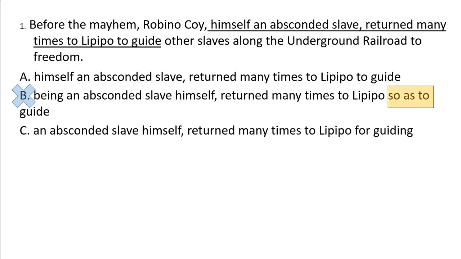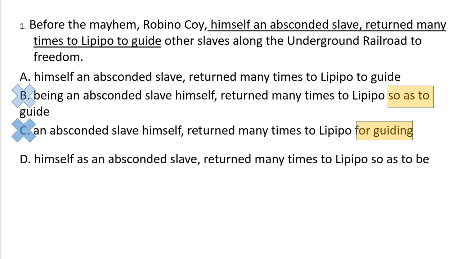C, an absconded slave himself returned many times to Lipipo for guiding. Remember the difference between for plus ing and to plus verb, that's called gerund and infinitive. Whenever the verb return talks about purpose, in that case it should be to plus verb. Look here, he returned. The reason was guiding, right? So the purpose is guiding. That's why it should not be for plus ing. Any verb which talks about purpose should be to plus verb. That's called infinitive. So for guiding here is incorrect.